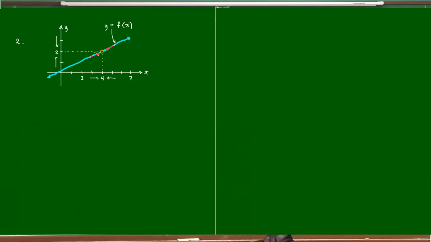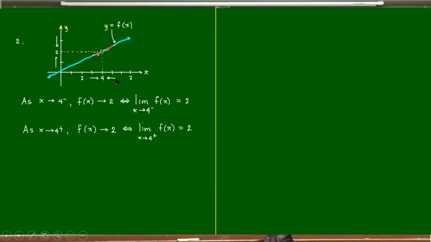So in this number 2 that we had, as x approaches 4 from the left, the function value f of x based on the graph approaches what? The function values approach 2. Okay? So we say that the limit of f of x as x approaches 4 from the left is equal to 2. What about from the right?